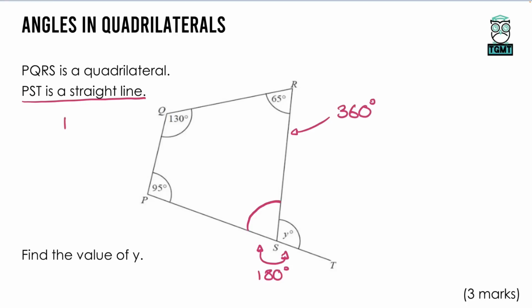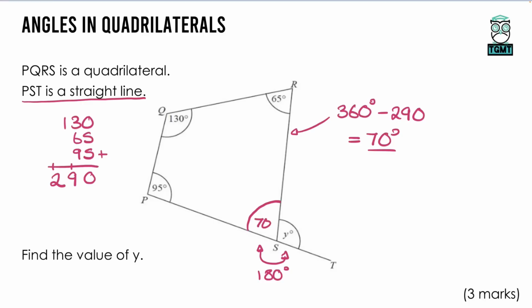If we add these numbers up then, we'll use column addition, 130, 65 and 95. Adding those together, 5 plus 5 is 10, 9 add 6 is 15, plus the 1 is 16... plus the 3 is 18, plus the 1 is 19, and then we have 1 plus the 1, 290. So for the 360 degrees, we want to take away 290, which leaves us with 70 degrees left over. So this missing angle is 70 degrees. We also have just identified the angles on the straight line equaling 180.